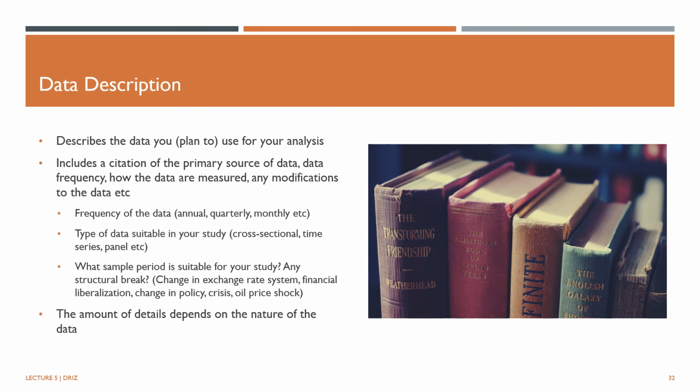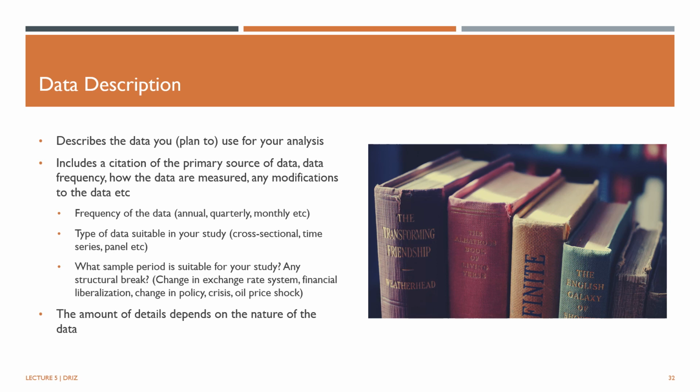The fourth component of the research methodology chapter is data description, which basically describes the data you plan to use for your analysis. This section usually includes a citation of the primary source of data, data frequency, how the data are measured, if you have any modifications on the data, and so on. If you are employing secondary data sets, it would be a good idea to decide on the frequency of your data set. Would you want annual data, quarterly, monthly, weekly, or even daily?